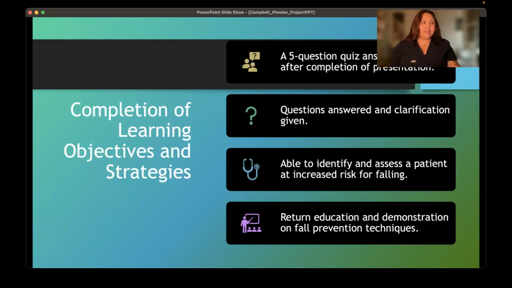By completing this presentation, you will be asked to complete a short quiz on fall prevention. All questions will be answered and clarified. You will be able to assess and identify someone who is at an increased risk for falling, and you will be educated and given return demonstration on fall prevention techniques.